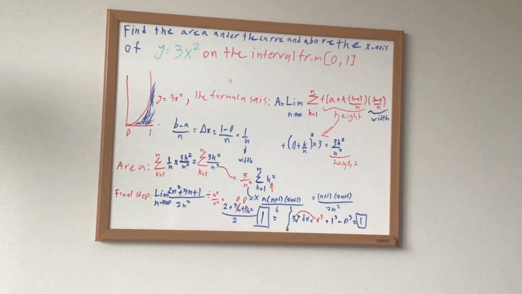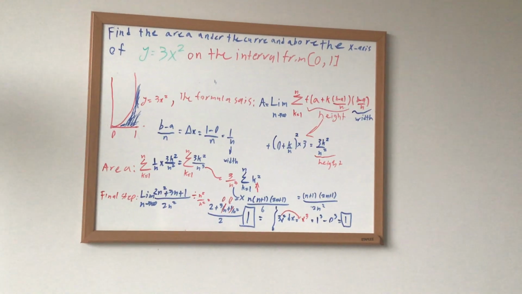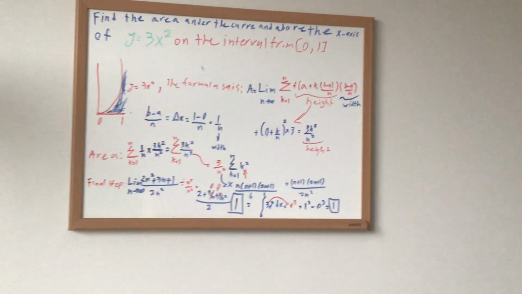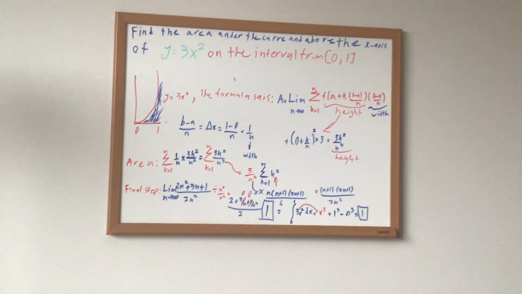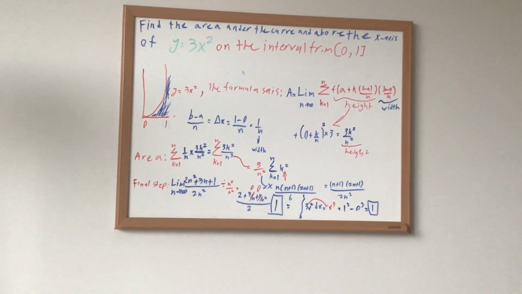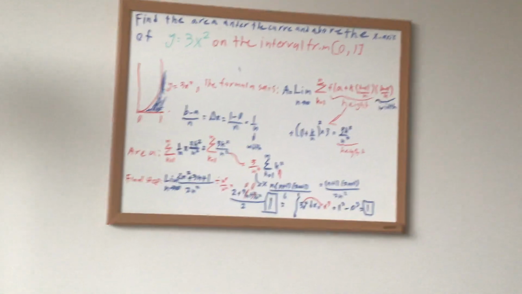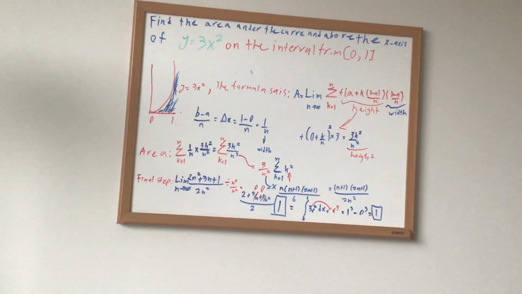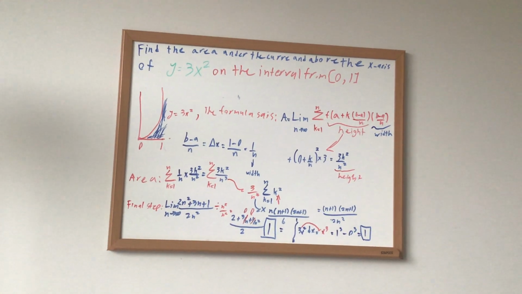I'm going to teach you how to find the area under the curve and above the x-axis of a function. So let's go ahead and see the question. It says find the area under the curve and above the x-axis of y equals 3x squared on the interval from 0 to 1. So first, we can go ahead and graph 3x squared, just the positive part in the first quadrant from interval 0 to 1.